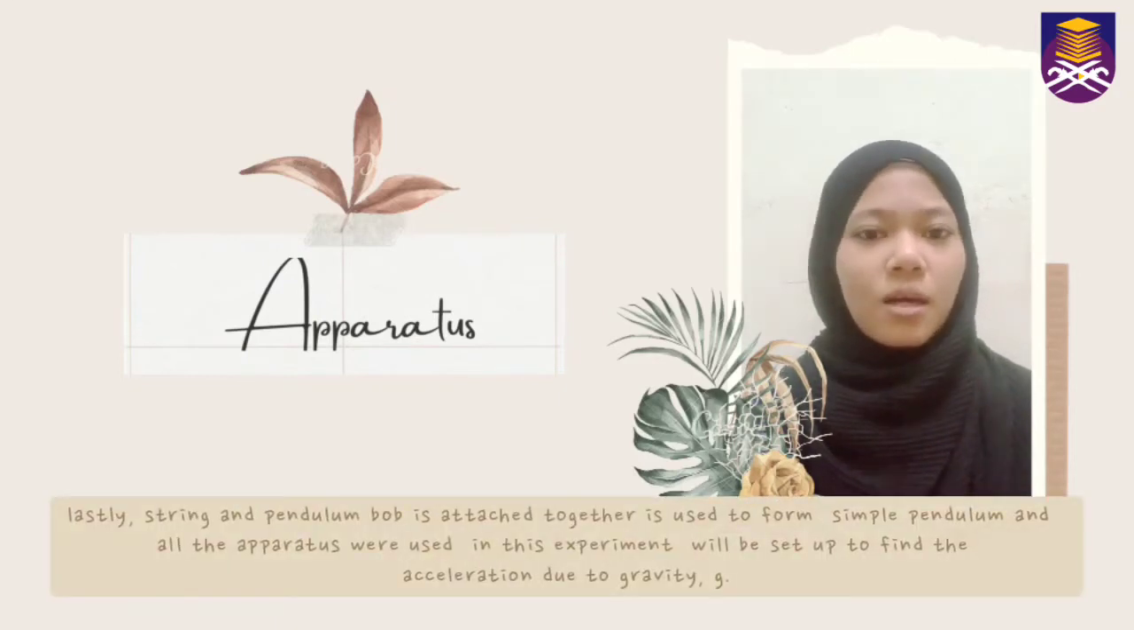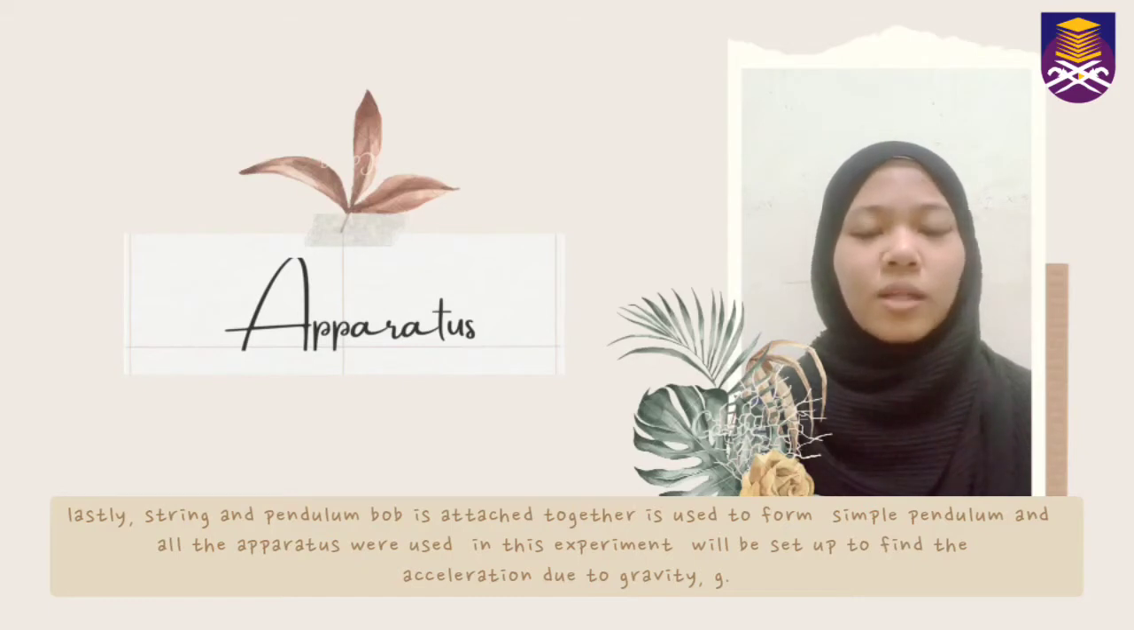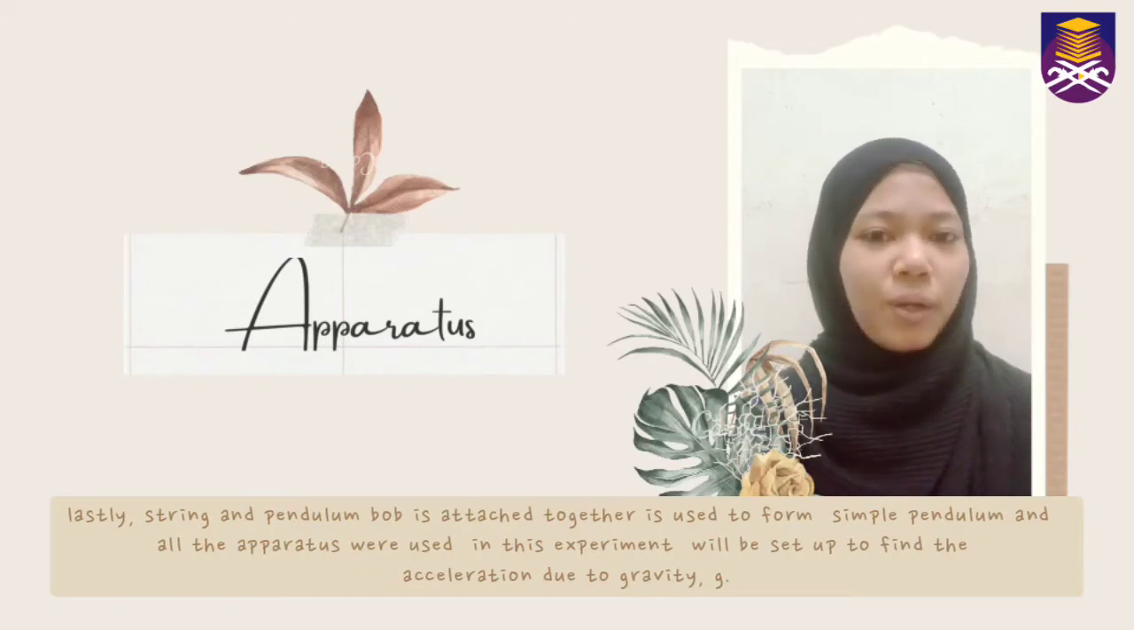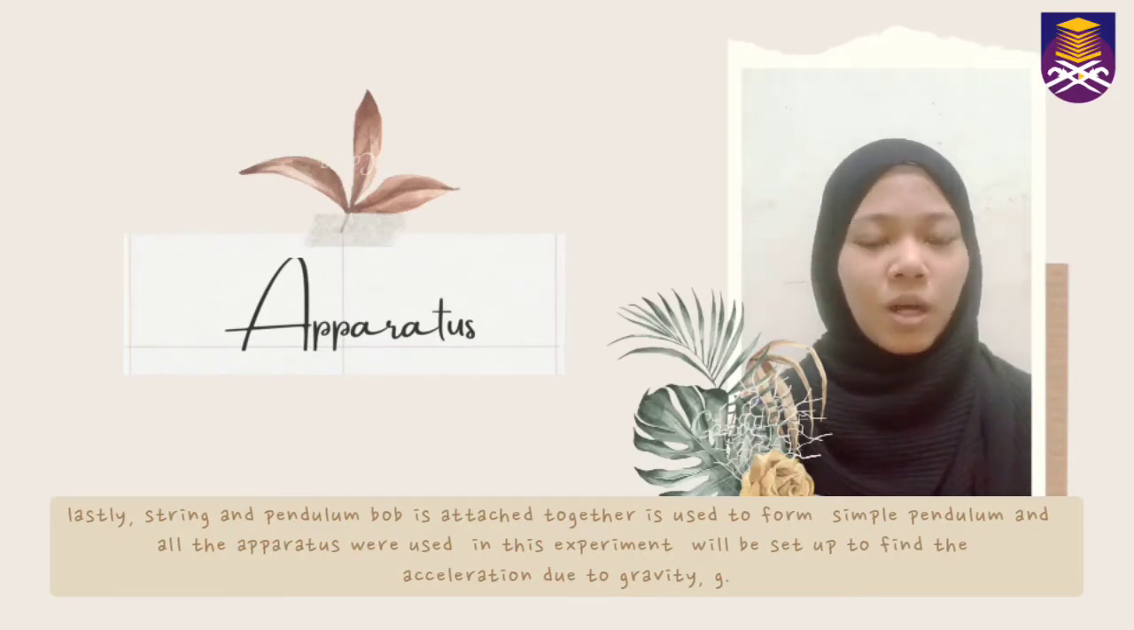Lastly, the string and the pendulum bob will be attached together to form a simple pendulum, and all the apparatus we use in this experiment will be set up to find the acceleration due to gravity, G.